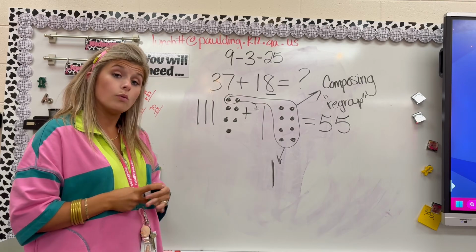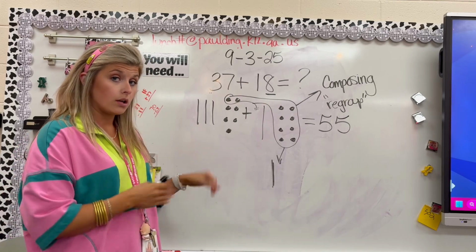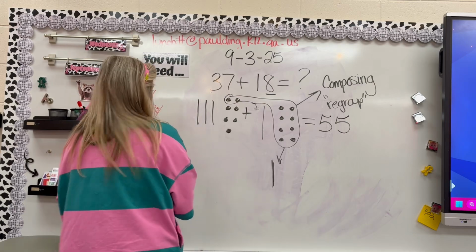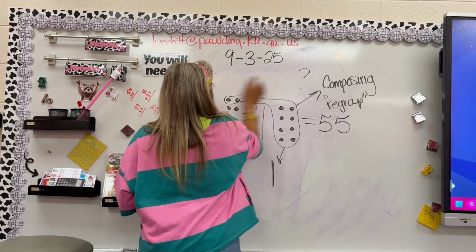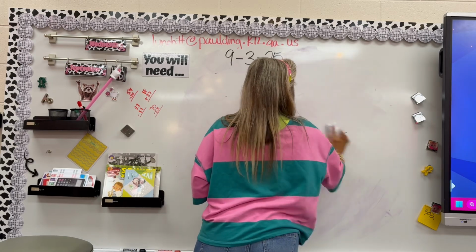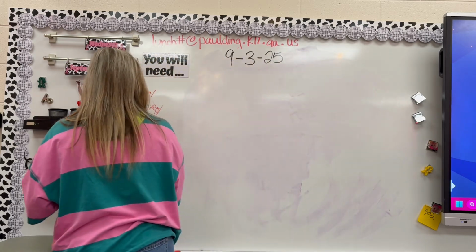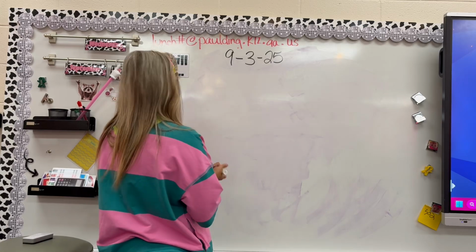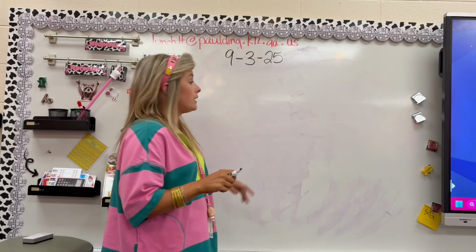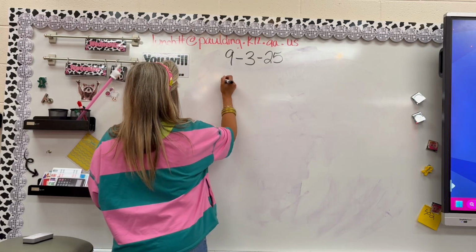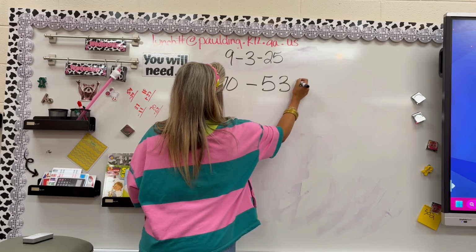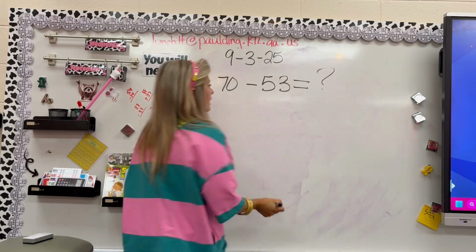I'm going to do one more example and walk you through it, and then you let me know what you think. We'll do subtraction because it seems to be a little bit harder for our friends. So we can do 70 minus 53. We don't know, right?